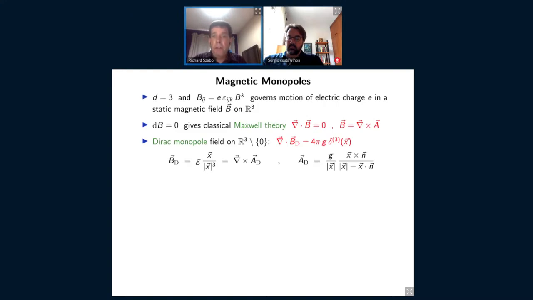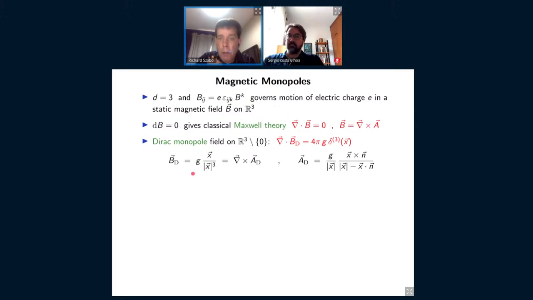Let's modify that a bit. Let's say that the divergence of B is not zero, but it's very mildly non-zero. So it's only non-zero at the origin, so I give it this delta function dependence. Well, we know what this is. This is Dirac's modification of Maxwell theory. It's the Dirac monopole. This equation can be solved by the Dirac monopole magnetic field, which looks like this.